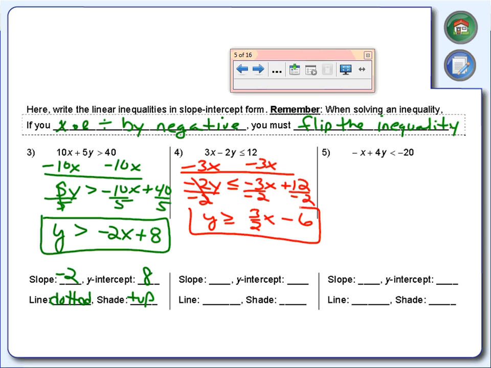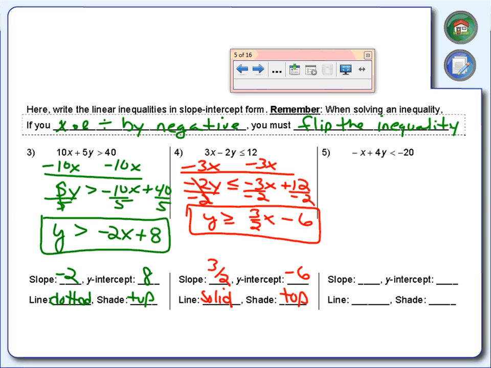So here's our inequality. Now it's in slope-intercept form. Now we can fill out these 4 boxes down at the bottom. Slope is going to be the 3/2. The y-intercept is going to be the -6. What kind of line are we going to use here? Solid. That's because of the equal sign. And we're going to shade to the top. Remember, we did flip it around, so now we'll shade it to the top.